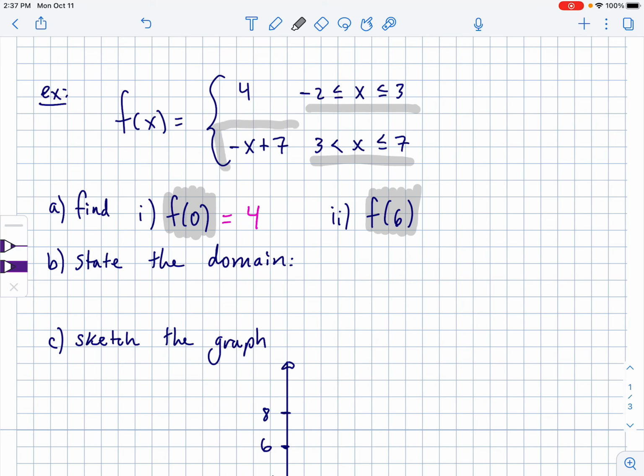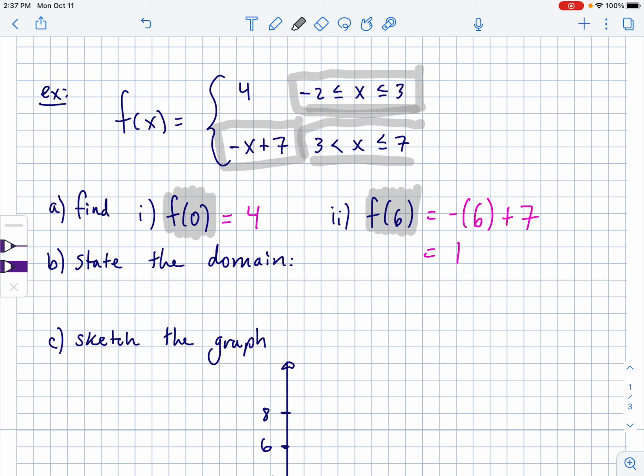Now, f of 6, that input is in between 3 and 7, so that means that you're going to input that 6 into negative x plus 7. So that equals negative 6 plus 7, which is 1.